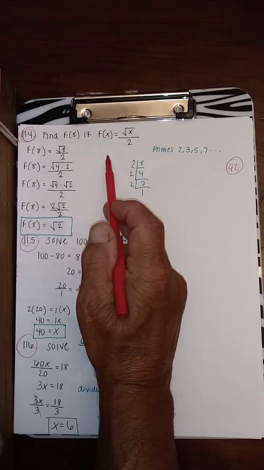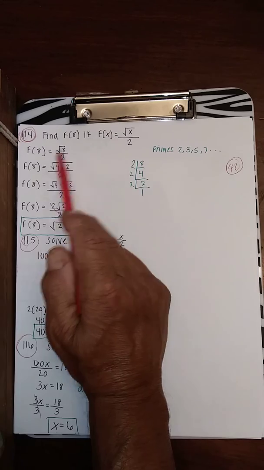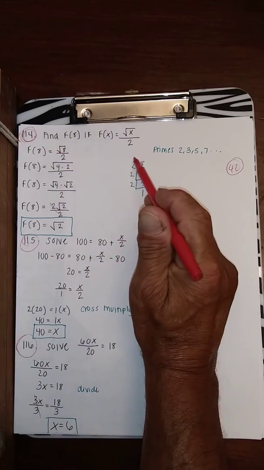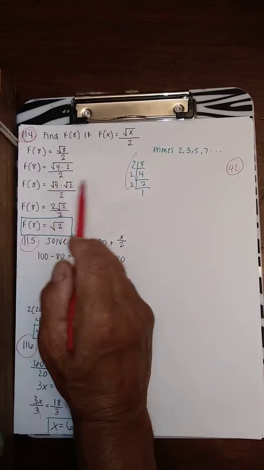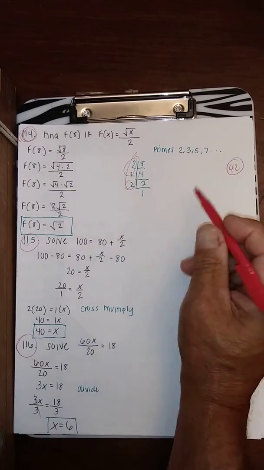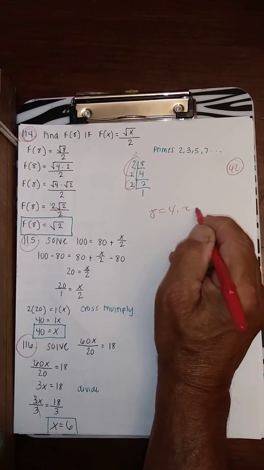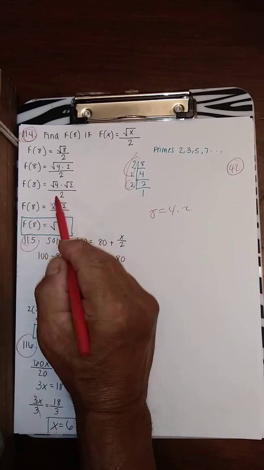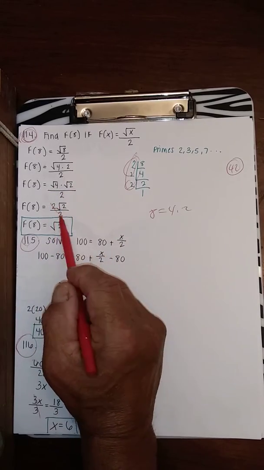Find f of 8. So the square root of 8, well, that's going to be 4 times 2. 8 is 4 times 2. So square root of 4, square root of 2. Square root of 4 is 2. So you have 2 square root of 2.